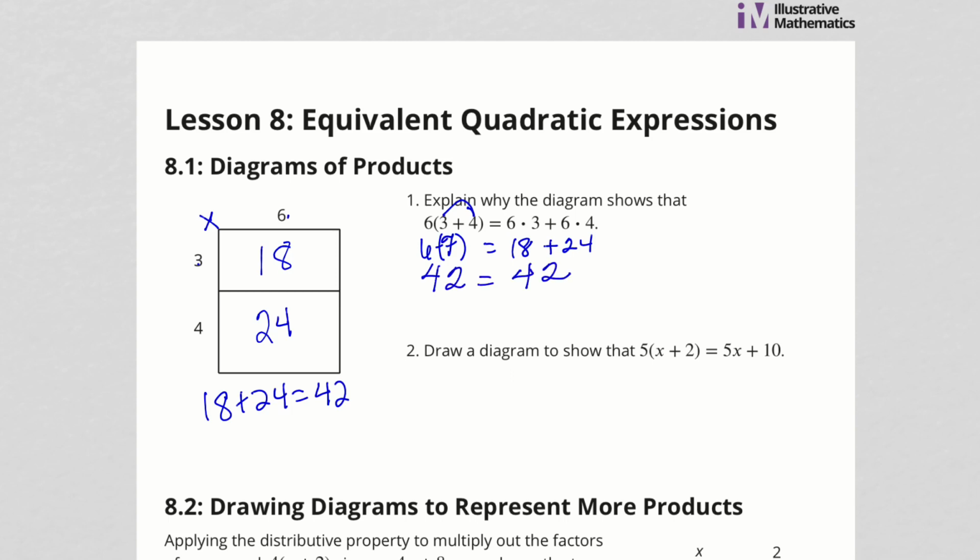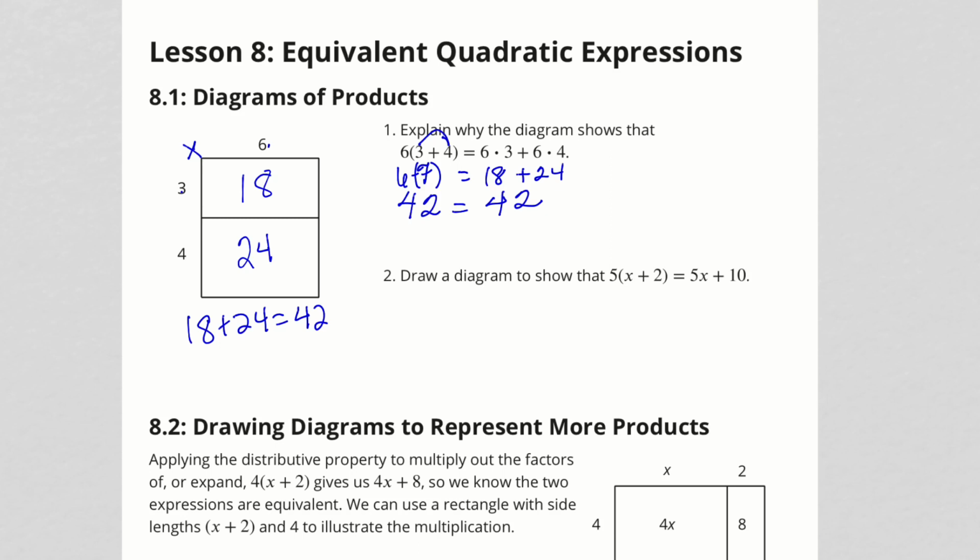Now we're going to draw a diagram to show that 5 times the quantity x plus 2 equals 5x plus 10. We're going to draw a diagram just like what we just did. What would our diagram look like? I drew a box just like the one we just had, and I'm going to make it slightly smaller so that I have space. What would go on top of this box?